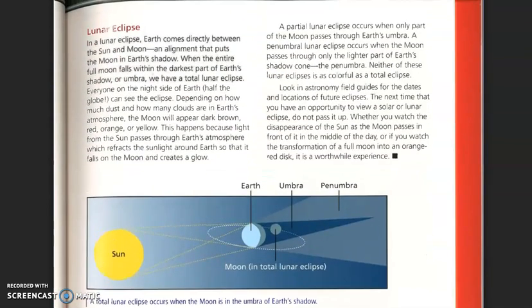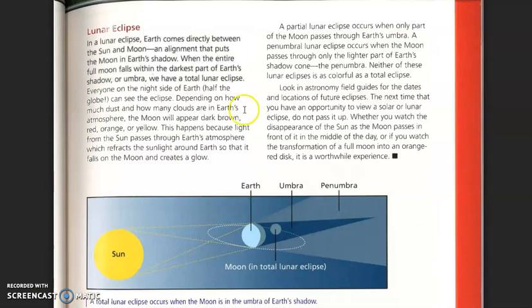In a lunar eclipse, Earth comes directly between the sun and moon, an alignment that puts the moon in Earth's shadow. When the entire full moon falls within the darkest part of Earth's shadow, or umbra, we have a total lunar eclipse. Everyone on the night side of Earth, or half the globe, can see the eclipse. Depending on how much dust and how many clouds are in Earth's atmosphere, the moon will appear dark brown, red, orange, or yellow. This happens because light from the sun passes through Earth's atmosphere, which refracts the sunlight around Earth so that it falls on the moon and creates a glow.